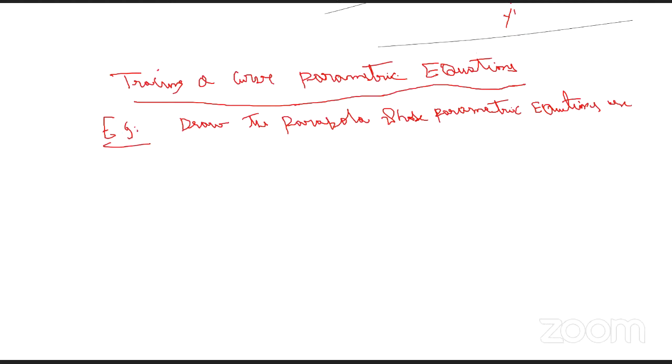x equal to at square, and y equal to 2at. After this question, I will explain the fourth question. Don't worry. The parametric equations are x equal to at square and y equal to 2at. Okay, solution.